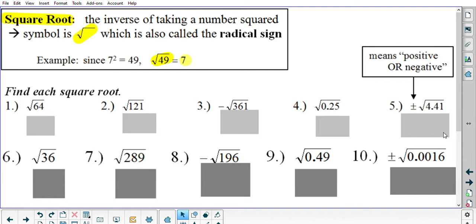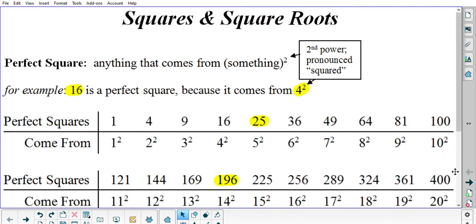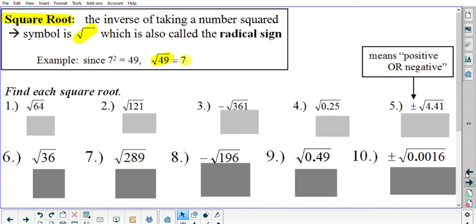Now, how do I do that? I ask myself, what number squared would equal 64? What number to the second power would equal 64? And I can look at my chart here. I can find 64, and I can see 8 to the second power would equal 64. So the root number that if you squared it would equal 64 would be 8. So the square root of 64 equals 8. That is the answer to this square root problem.